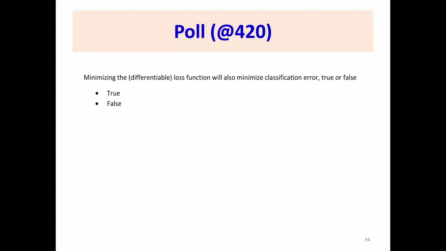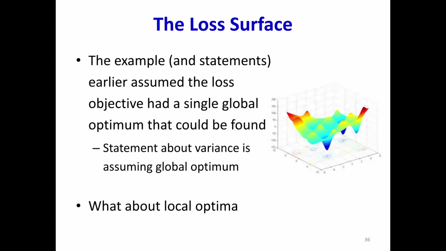Okay. So can somebody answer this question for me? True or false? Okay, thank you. Minimizing the differentiable loss function will not minimize classification error. Here's the other problem. In all of this, I'm assuming that the loss function has one nice clean minimum. The loss surface can be hideous, like this one over here. Lots of valleys, lots of little local minima. Which one are you going to find? All gradient descent does is to walk down. It's going to walk down into the closest local minimum.